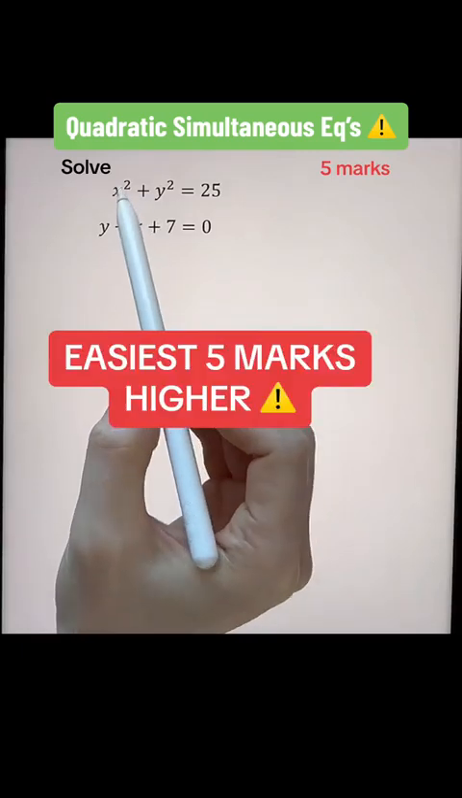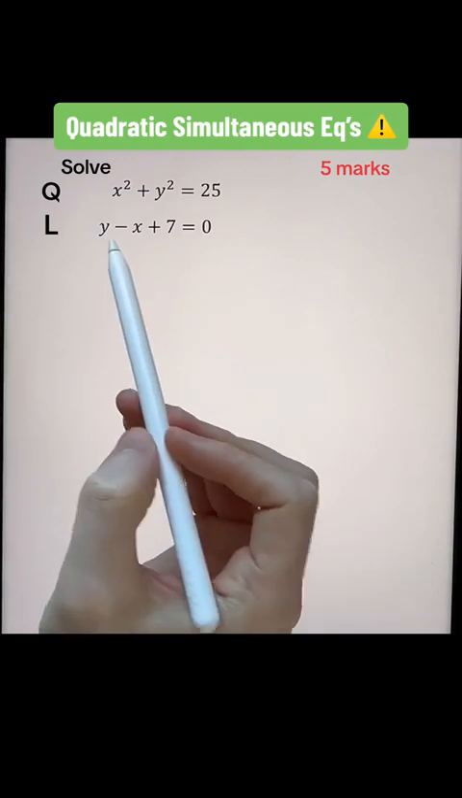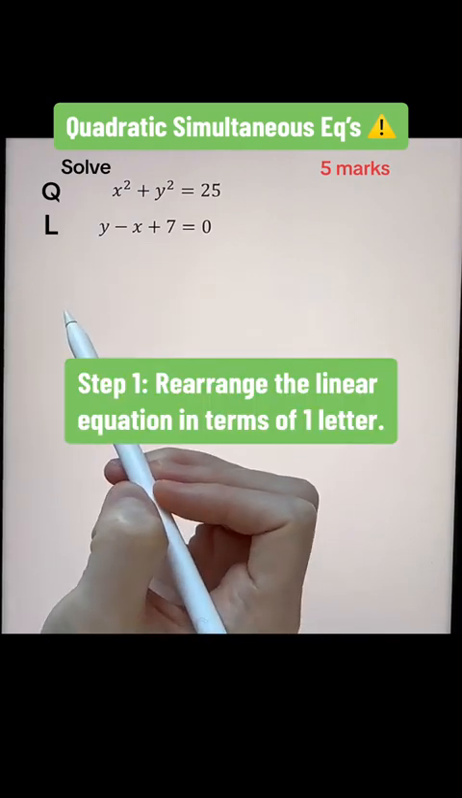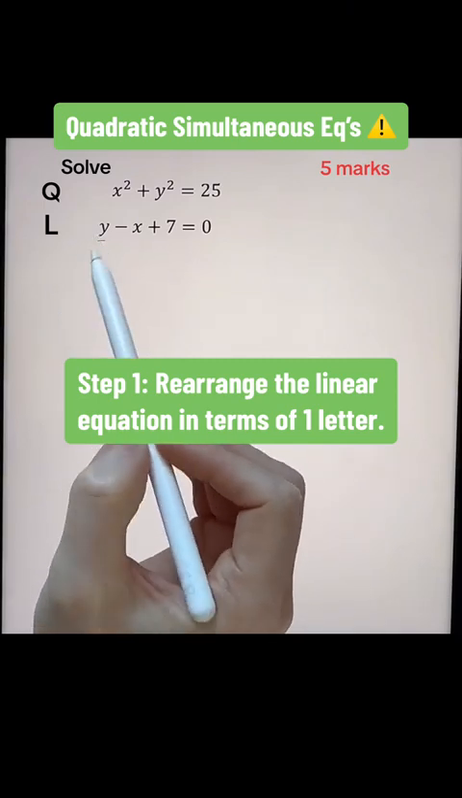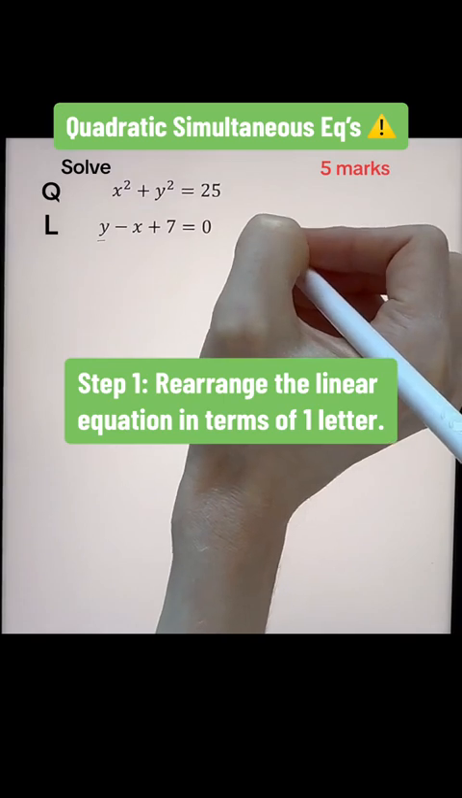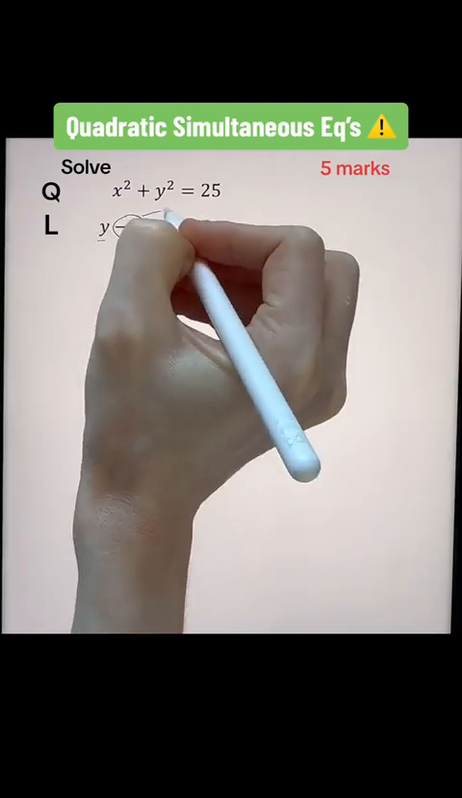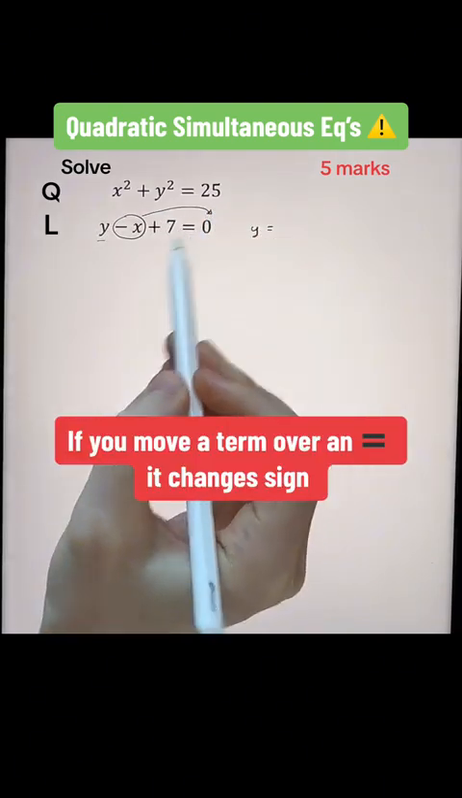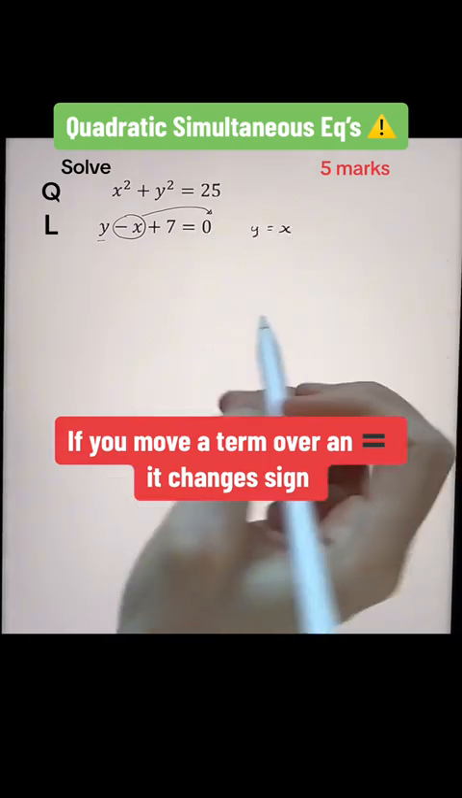As I'm solving a quadratic and a linear simultaneous equation, my first step is to rearrange the linear equation in terms of one letter. In this case, I'm going to rearrange to have y by itself, leaving y alone on the left-hand side. Therefore, I'm going to have to move the negative x across to the right. If you move a term over an equal sign, it changes sign. So negative x, moved to the right-hand side, will now become positive x.